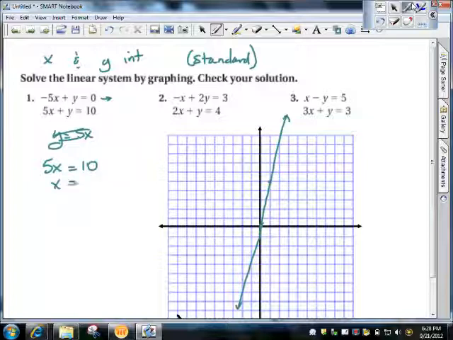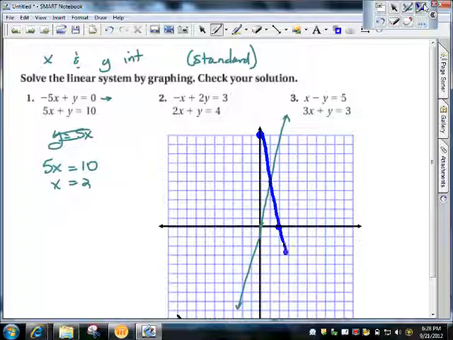For the other one, I'm just going to find the x and y intercepts. If I take the y out, 5x is 10, which means x is 2. So I go over here in the x-axis and I put a 2. So that leaves, if x is 0, the y is 10. So I go to where the y is 10 and I connect these two.